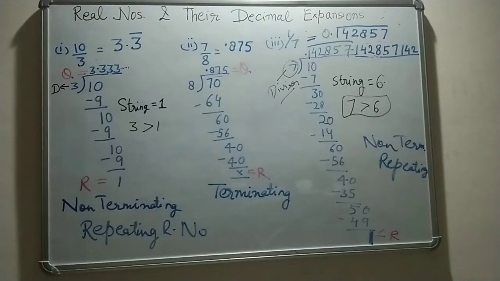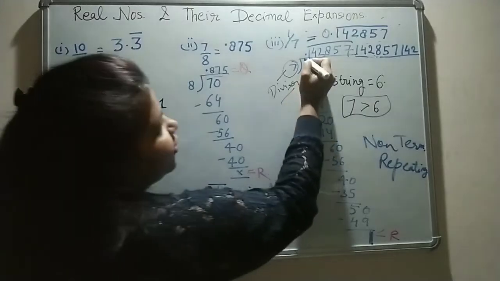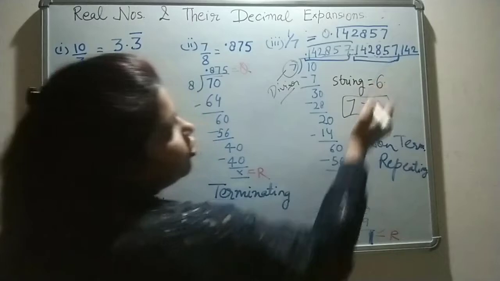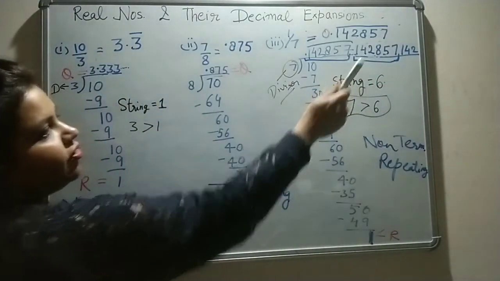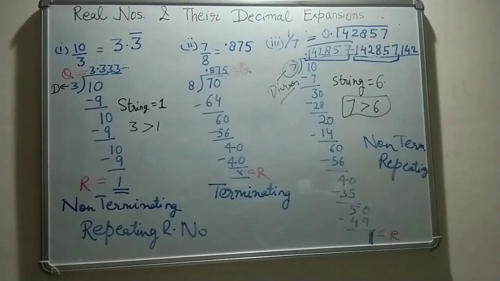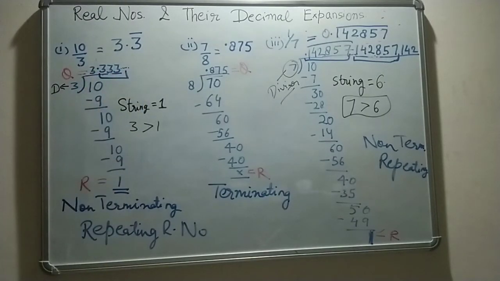And the next point to remember is that if the remainder repeats, then we get a repeating block of digits in the quotient. If the remainder repeats itself, then we get a repeating block of digits in the quotient. Look over here. It's a repeating block of digits in the quotient. Over here also, when the remainder repeats itself, we get a repeating block of digits. Okay, got it this much?